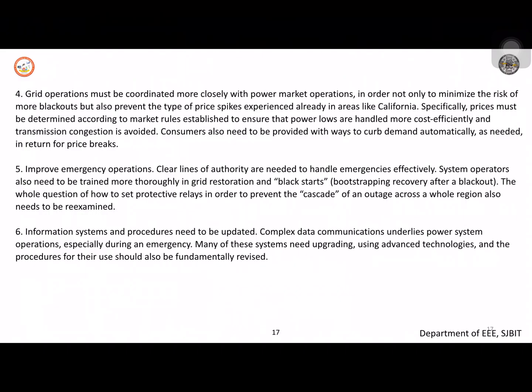Next is information systems and procedures. They need to be updated. Complex data communication underlies the power system operations, especially during an emergency. Many of these systems need upgrading using advanced technologies, and the procedures therefore need to be fundamentally revised.